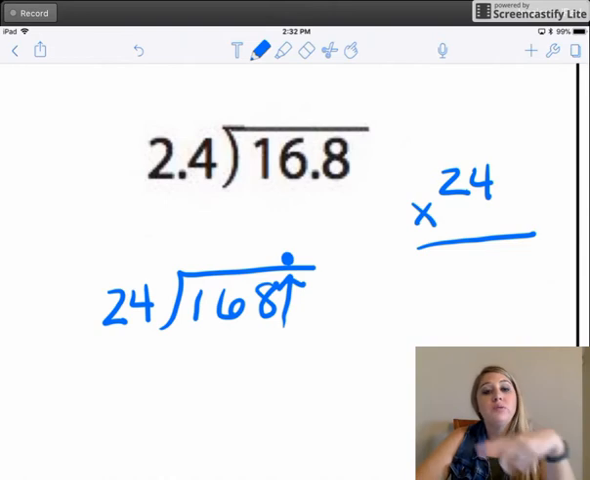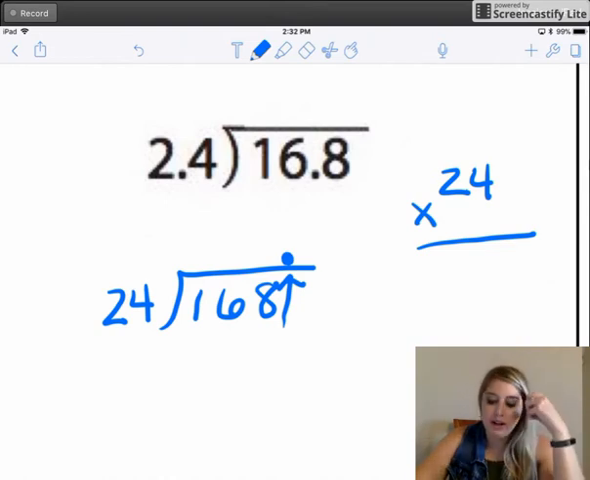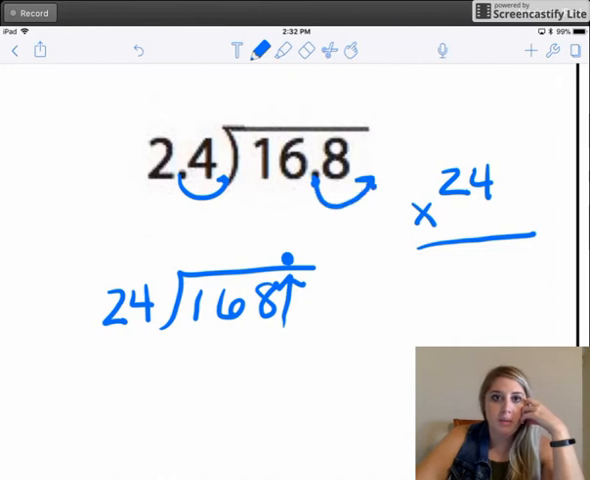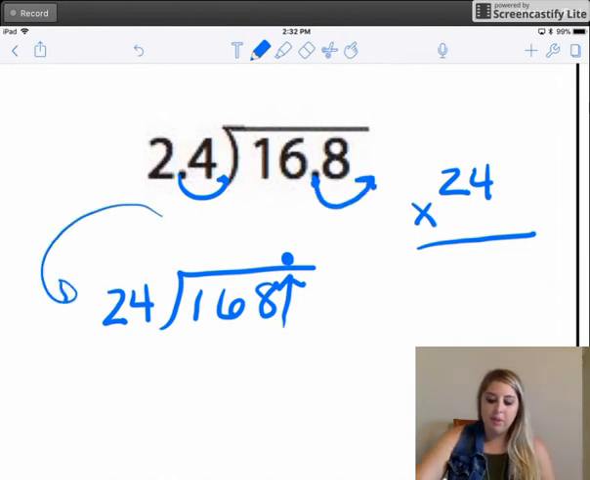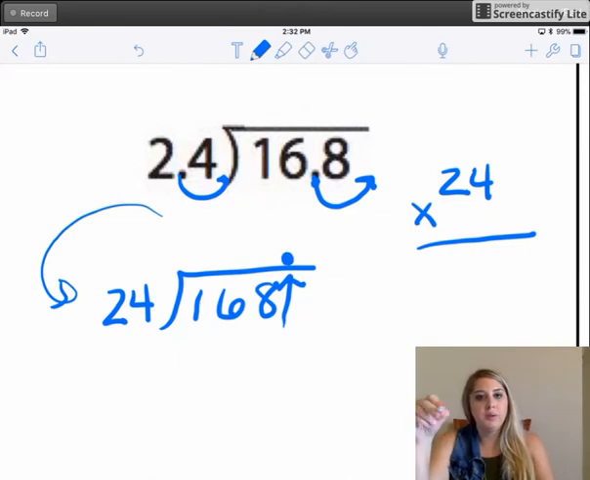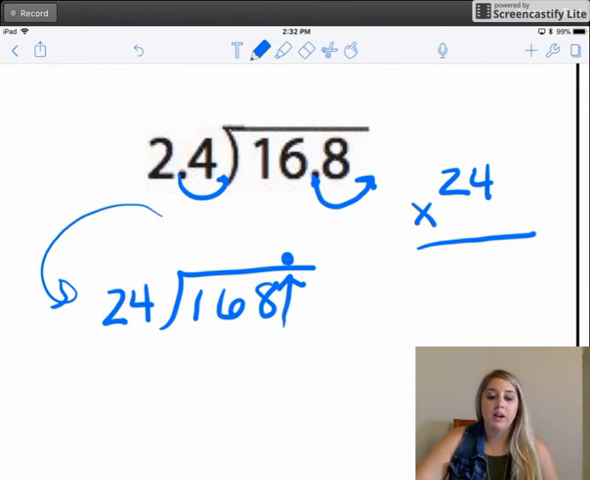Okay, so hopefully you scooped. Hopefully you saw that when I did scoop here, I had to move this one over 1 as well. So now my new problem would have the 24 over here and the divided by 168, rocket up my decimal after the 8. So then I'm going to ask myself, can 24 go into 1? Nope.